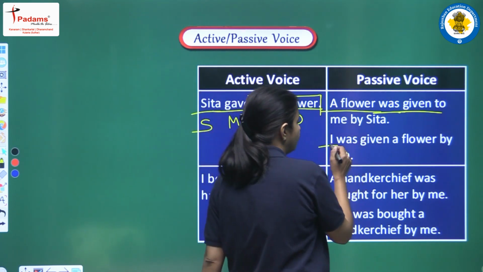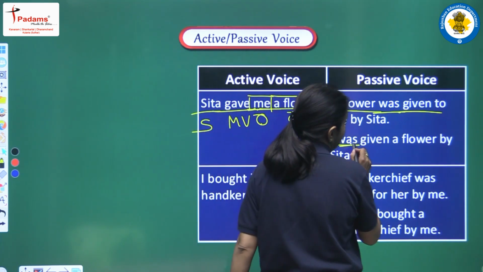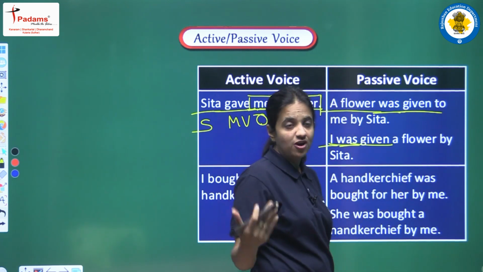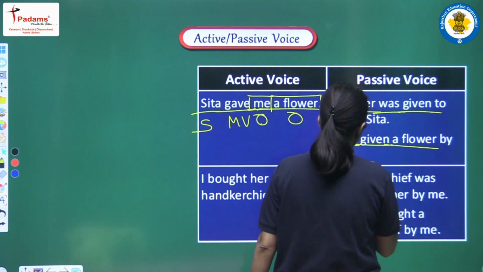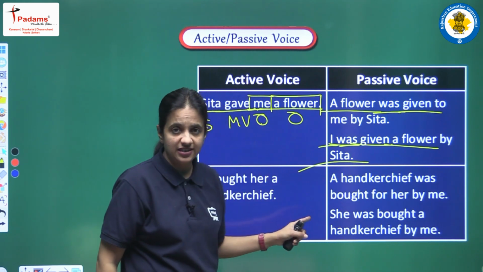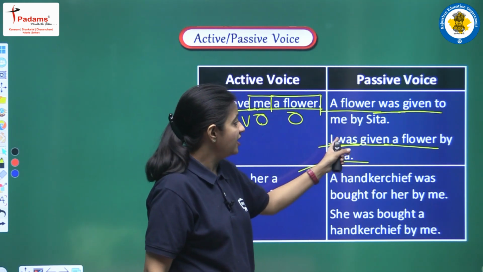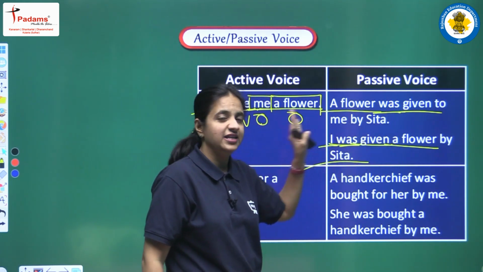So now we are converting the objective case into the subjective case and we are writing "I". Next we follow the same thing: helping verb, then the first form of the main verb, then the other object, and at the end of the sentence "by Sita". So this will be the structure: I was given a flower by Sita.